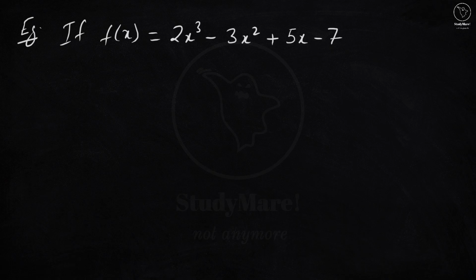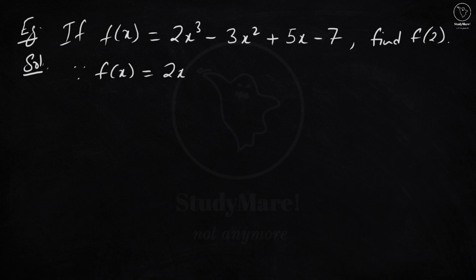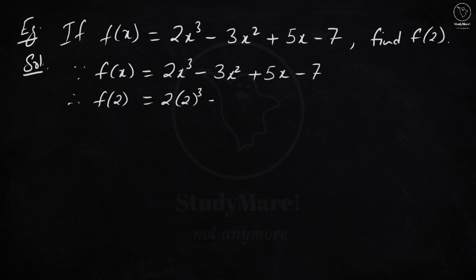Our first example is, if f(x) is equal to 2x cube minus 3x square plus 5x minus 7, find f(2). Since f(x) is equal to 2x cube minus 3x square plus 5x minus 7, therefore, substituting the value of x as 2 in this polynomial, we get f(2) is equal to 2 into 2 cube minus 3 into 2 square plus 5 into 2 minus 7. See, we have simply substituted the value of x as 2 in the given polynomial.